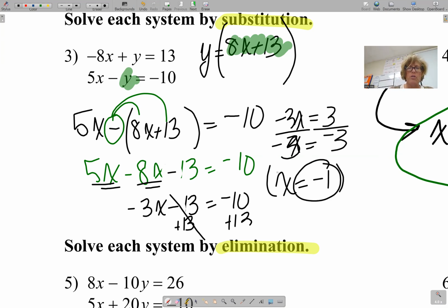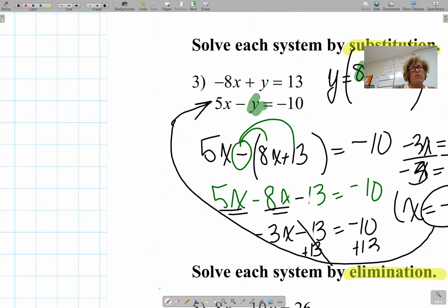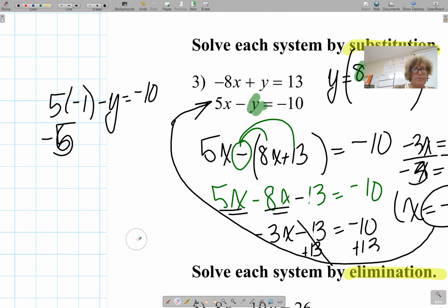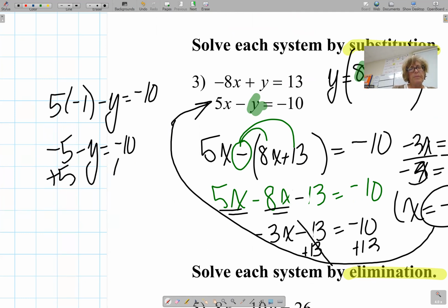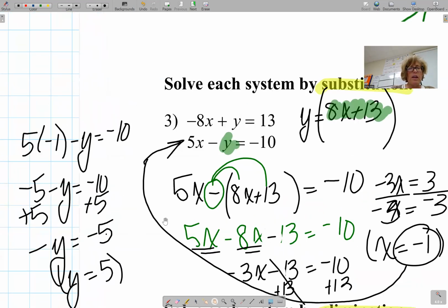Now we take that value of x and we're going to plug it in right here with the equation you did not use. We did not use this one right here. So we have 5 times -1 minus y equals -10. -5 minus y equals -10. y equals 5. So our solution set should be -1, 5.